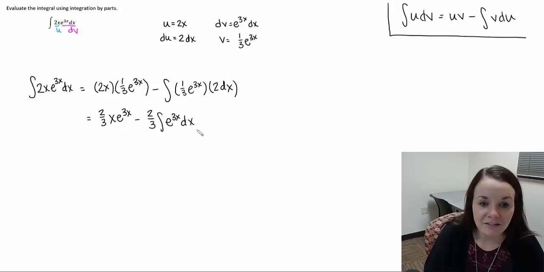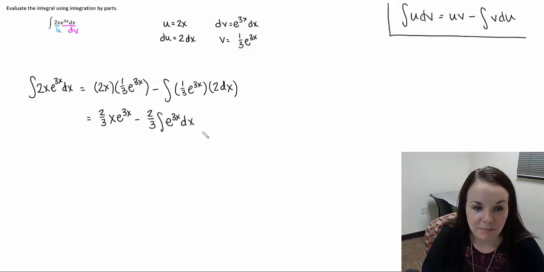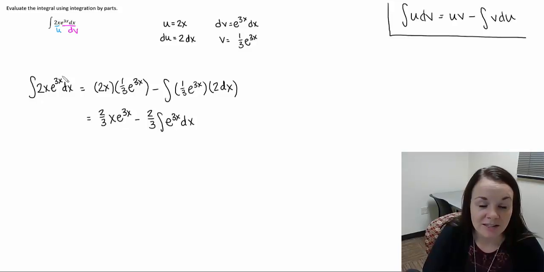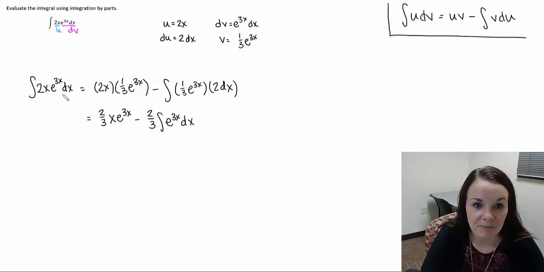So notice we still have an integral in our problem. However, the integral is simpler than what it was originally, and that's the goal. Integration by parts is a way to simplify your integral.